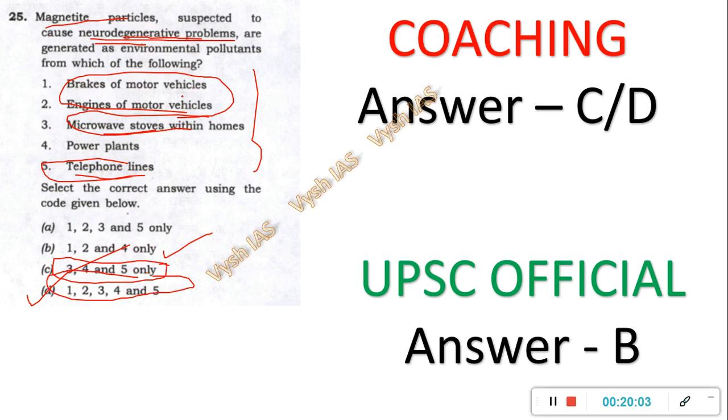The brake of motor vehicle, engine of motor vehicle, and power plants are the ones which will have magnetite particles in plenty and will cause these kinds of problems. Again, each one with explanation I will do when I do question number 25.